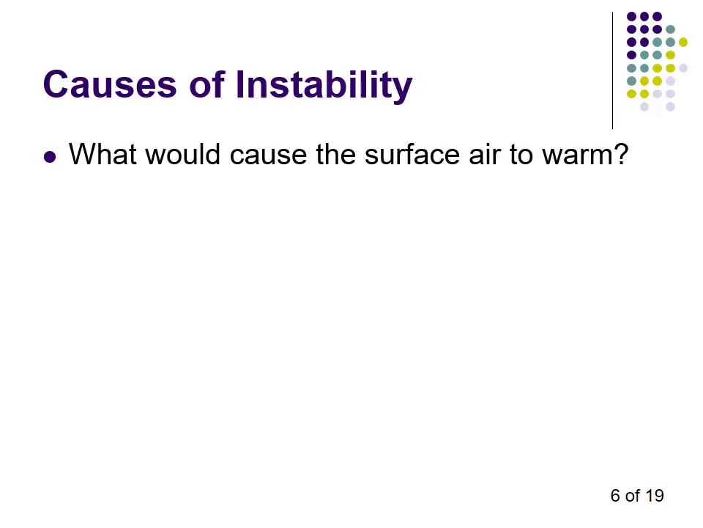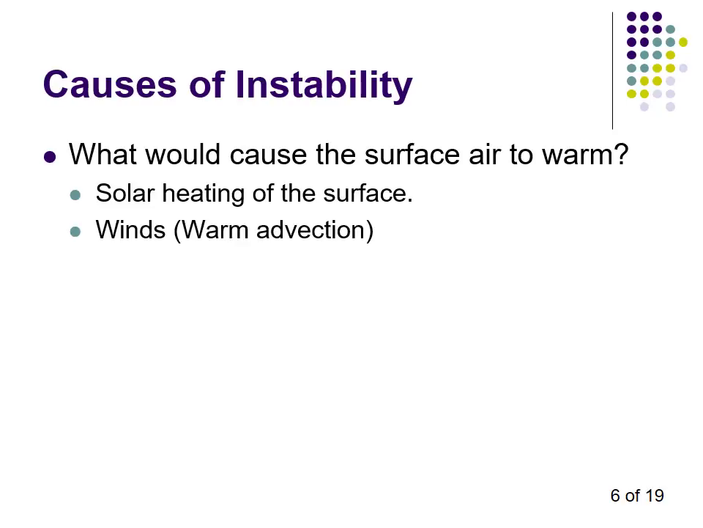So let's think about the other way. How could we warm the air at the surface? Well, we could have solar heating of the surface. That definitely will warm the air right above the surface. We could bring in warm advection or warm winds, or we can move the air over a warm surface. These are all ways to cause instability.